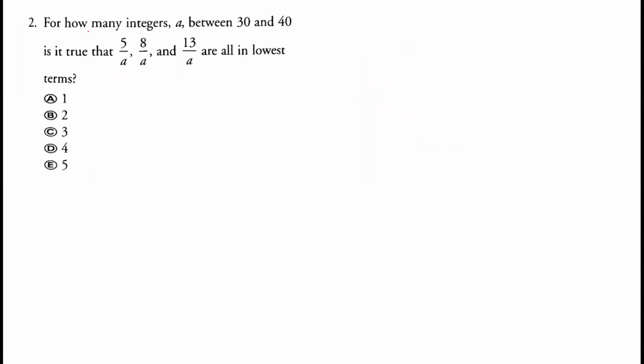Second question: for how many integers A between 30 and 40 is it true that 5 over A, 8 over A, and 13 over A are all in lowest terms? Now, what do you mean by lowest terms? For example, 3 by 4 is in lowest terms because it cannot be simplified further. Now, let's suppose we had 9 by 12. We can simplify this further by 3: 3 threes are 9 and 3 fours are 12. Now, 3 by 4 cannot be further simplified.